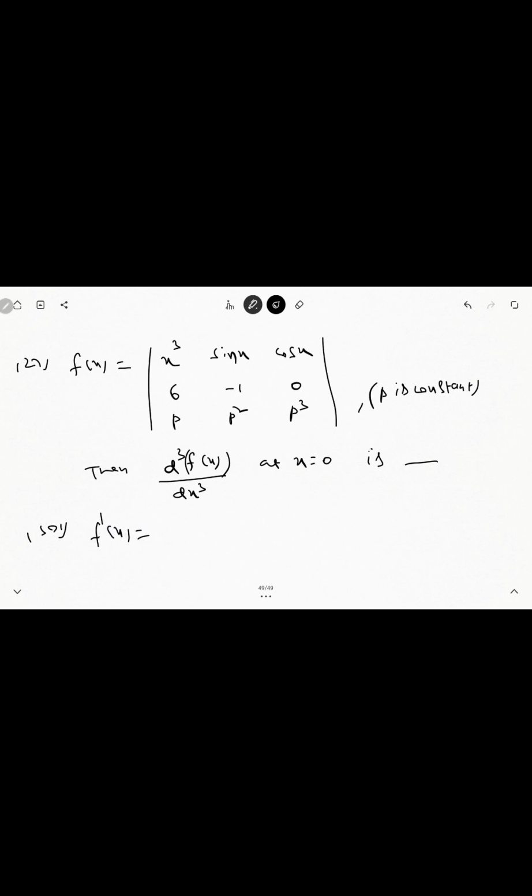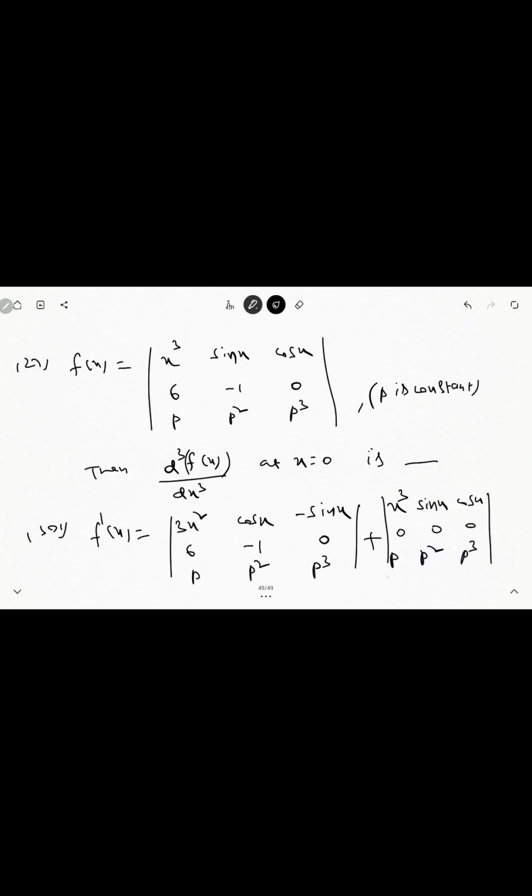So f dash x, you know how to differentiate the determinant. Derivative of first row will be 3x square, cos x, derivative of sin x is cos x, minus sin x. Correct? Second row, third row, there is no change. Plus first row, now as it is, x cube, sin x, cos x. Second row derivative 0 0 0, p square, p cube. Last one, let me write in the next page.